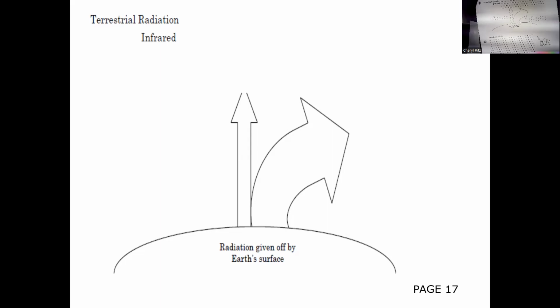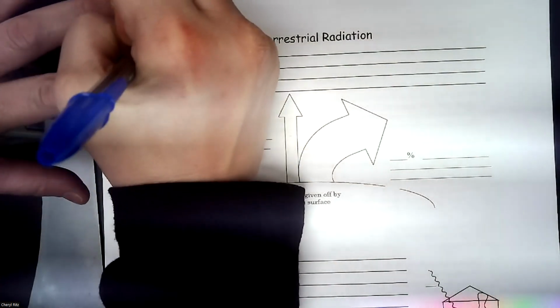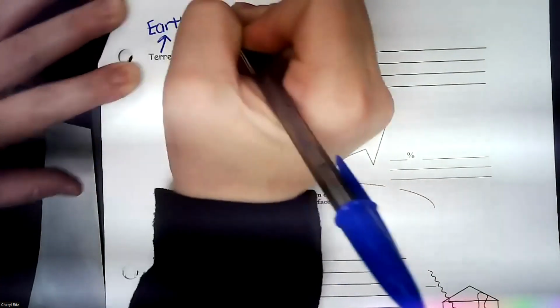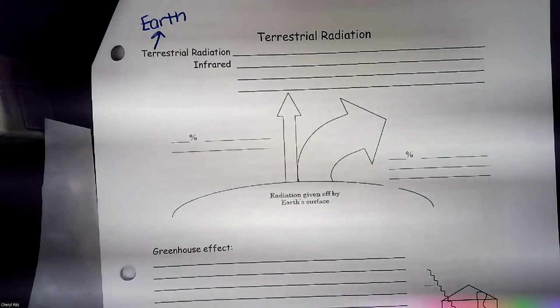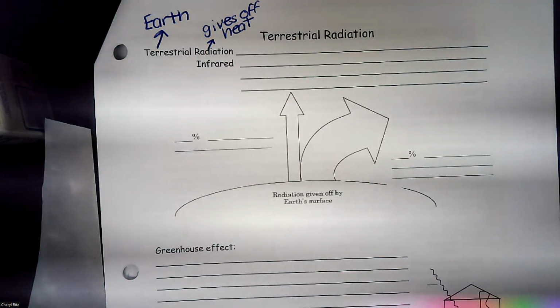So terrestrial means from Earth. So extraterrestrial means not from Earth. He was an alien. So terrestrial just means from Earth. So the word terrestrial means Earth. And what does radiation mean? Gives off heat. So terrestrial radiation is the Earth giving off heat.